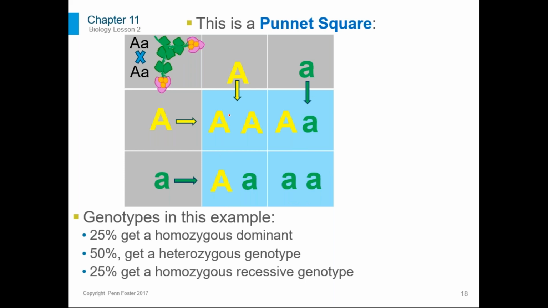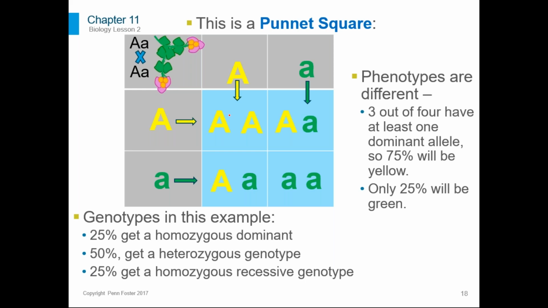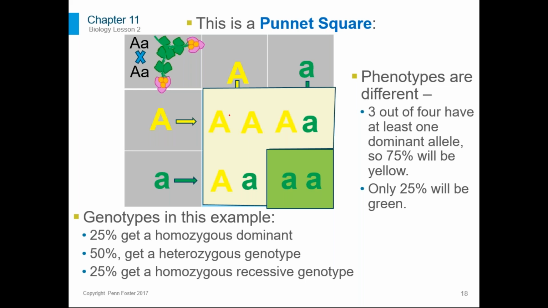Now remember, that's the genotypes, but the phenotypes are different. Phenotypes is the color that we actually see. So 3 out of 4 have at least one dominant allele, and so 75% of the offspring, 3 out of 4, will be yellow because they have that dominant allele. Only 25% will be green, because only 25% have no dominant allele, just the recessive allele.